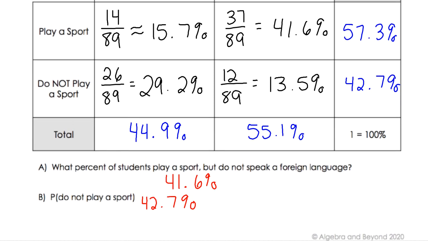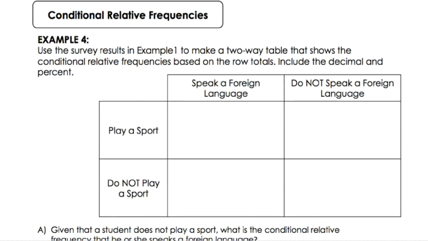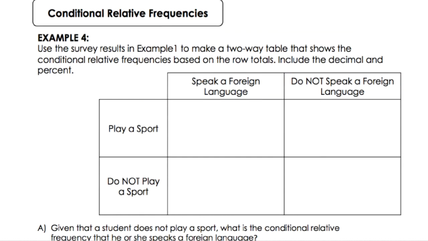What we're going to do now is we are going to use those same pieces of data, but look at them in terms of conditional relative frequency. So remember that conditional relative frequency is the ratio of a joint relative frequency to a marginal. Okay? Example 4, it says use the survey results in example 1 to make a two-way table that shows the conditional relative frequencies based on the row totals. It's really important that you read the problem for this one, because depending on which one we're going off of, it changes the way you're calculating your conditional relative frequencies.